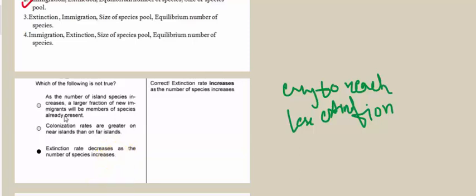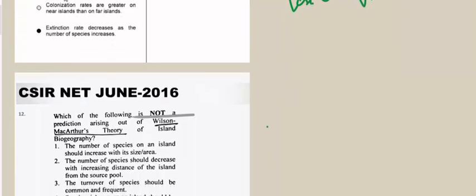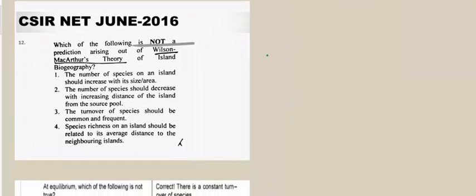Okay. Then let's switch to the last one. So the question is the question of June 2016. The question is, which of the following is not a prediction arising out of Wilson-MacArthur theory of island biogeography? Okay, so the first option is the number of species on an island should increase with its size and area. This is the correct statement, as the number of species on an island should increase with its size and area.